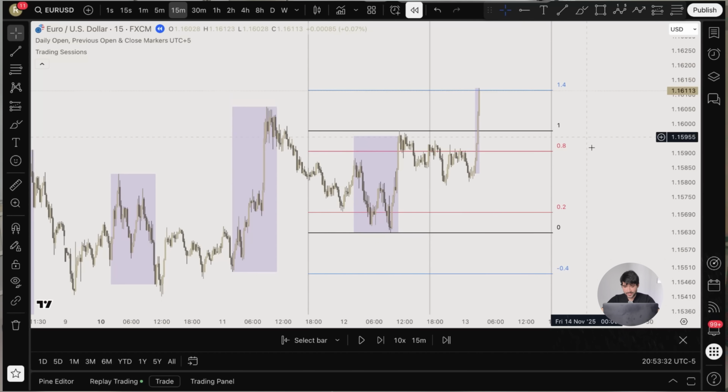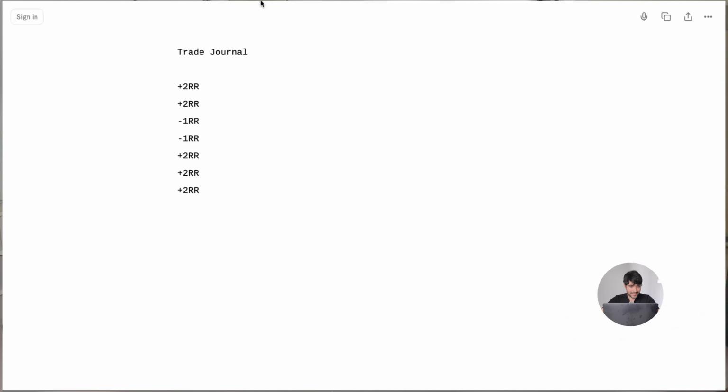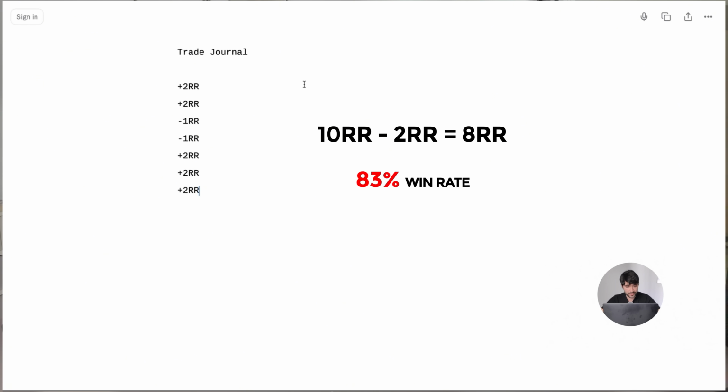So I'd say this was a pretty solid backtesting session. We'll go ahead and wrap it up here. But as you guys can see, we had 1, 2, 3, 4, 5 winners, which is a total of 10R, with 2 losers, which is -2. So that is a total of 8R. In this backtesting session, the system had about an 83% win rate at 2R, which is pretty insane.